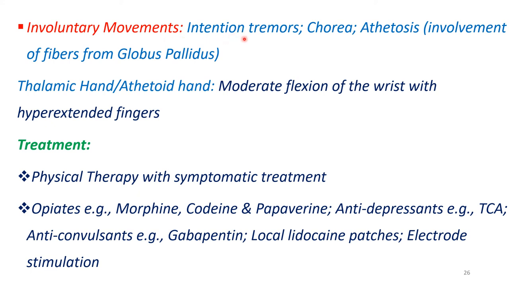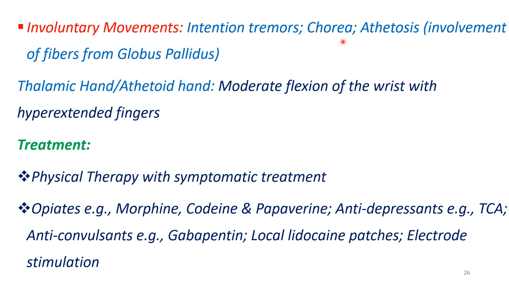One is intention tremors. That is, at rest the patient doesn't have any tremors, but when he starts doing any work, there is an intention tremor. The intention tremor has multiple causes. One of the causes is the thalamic syndrome, and because it has a relation with the cerebellum, the thalamic syndrome patient has an intention tremor.